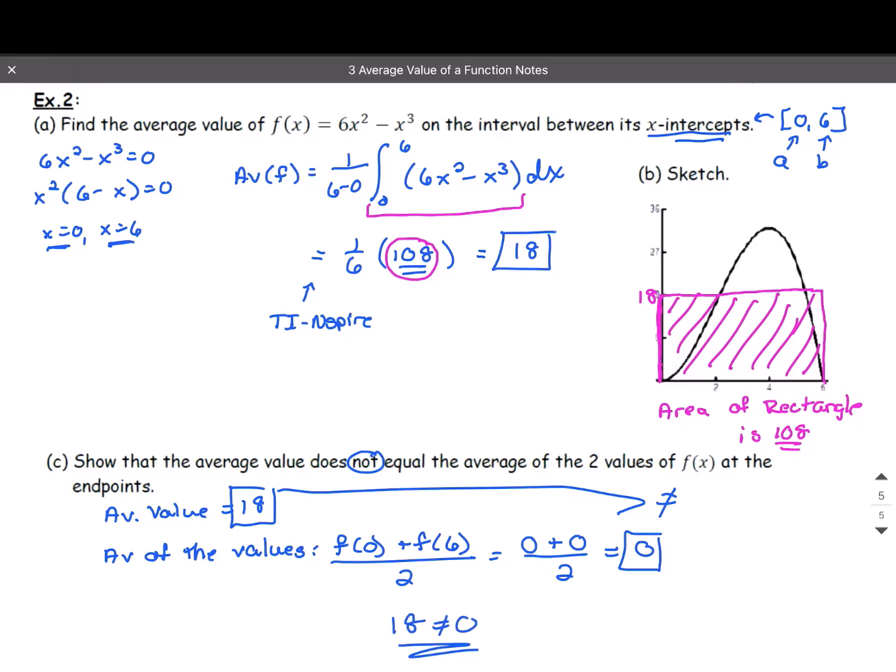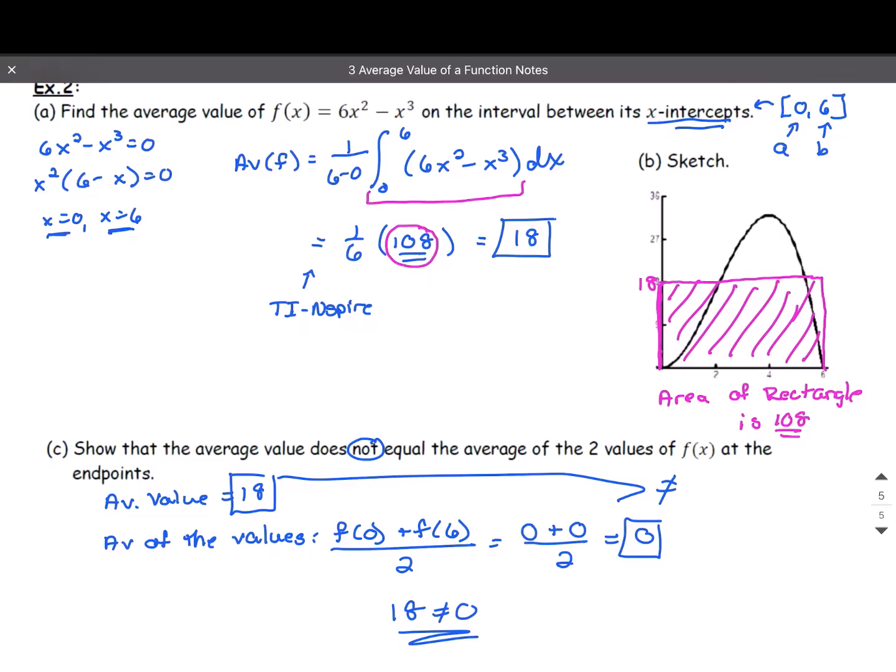We're done. All right, guys, so that's how average value works. So when you're finding the average value of a function on the closed interval from a to b, that's 1 over b minus a times the integral from a to b of f of x dx.